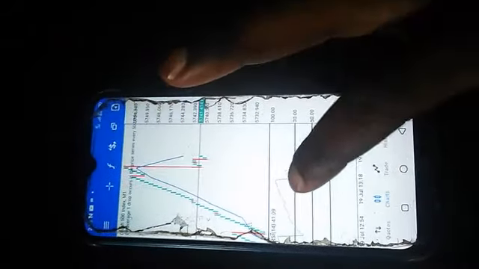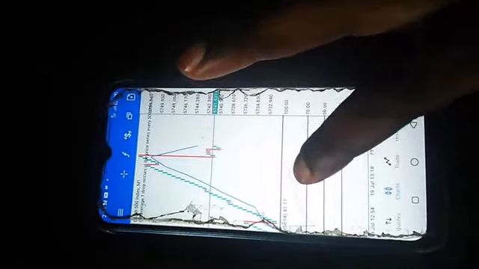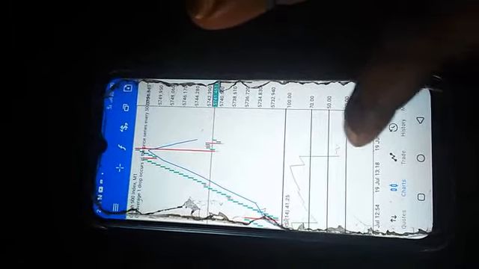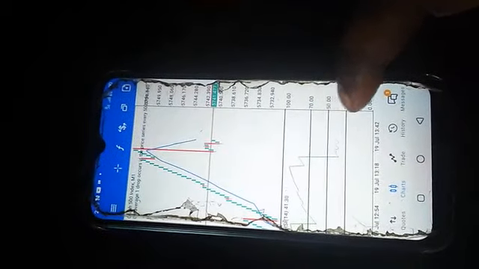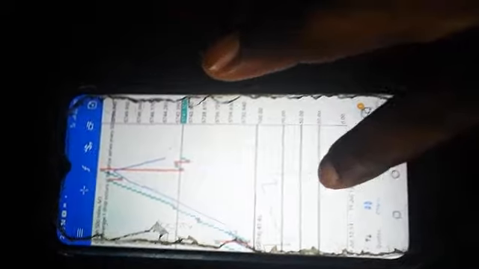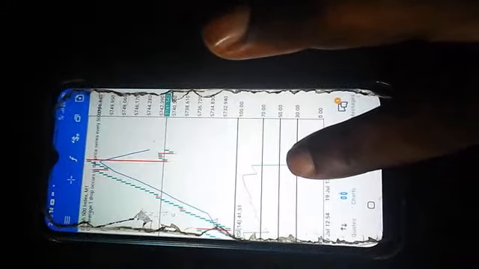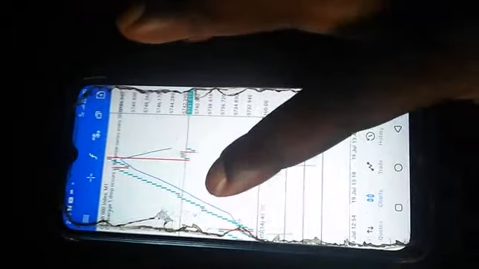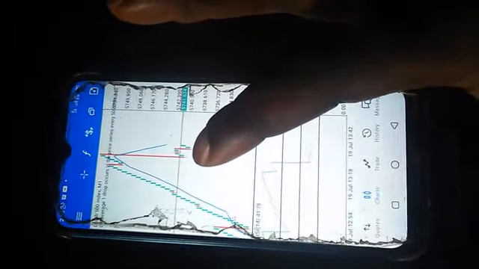So I'll also be teaching you guys how to use your RSI. You see the RSI lines: here 70, here 50, and here 30. You are going to learn how to use this RSI to trade, because I've taught you how to use your moving average. Now I want to teach you how to use your RSI and how to use your support and resistance.